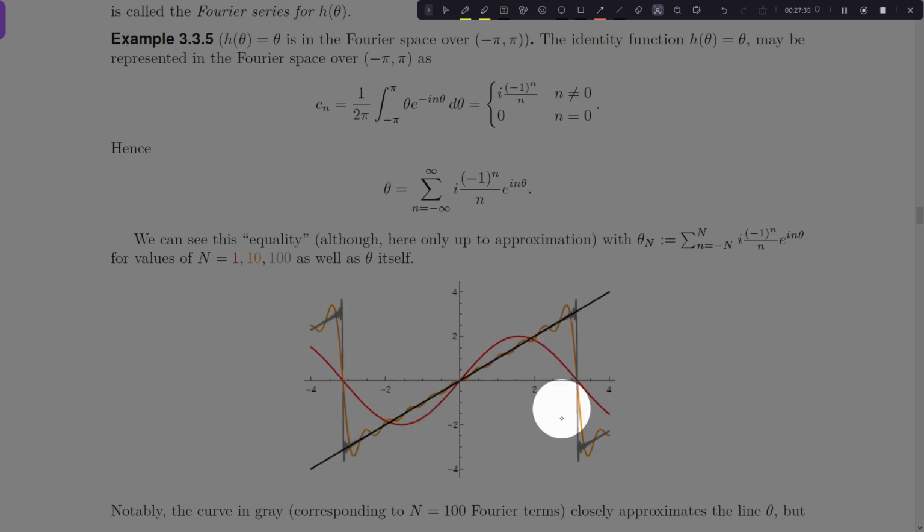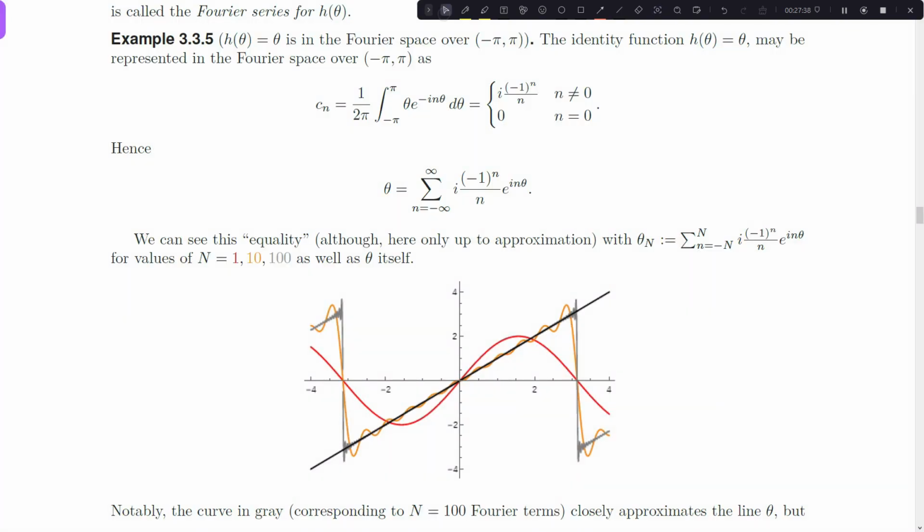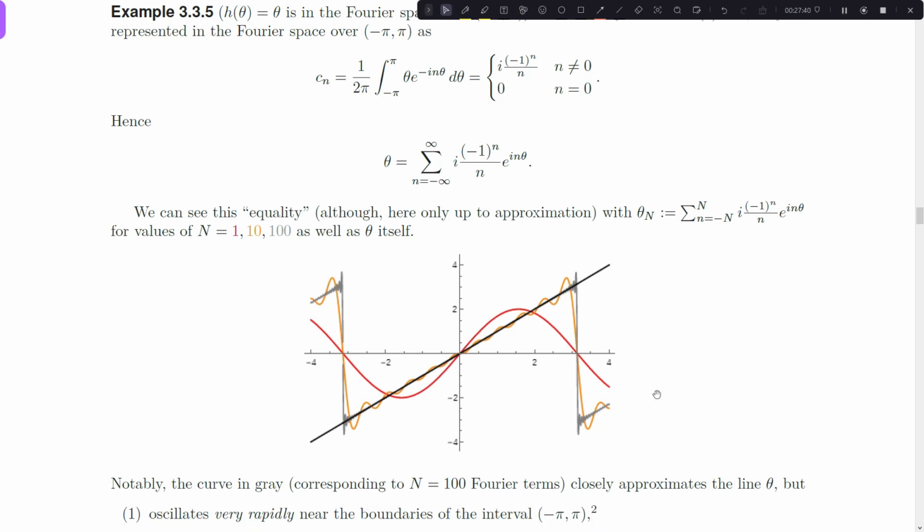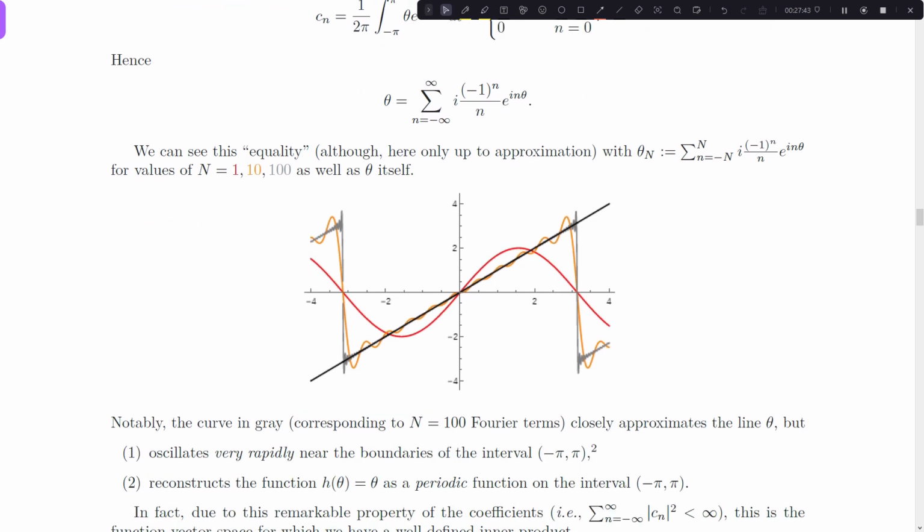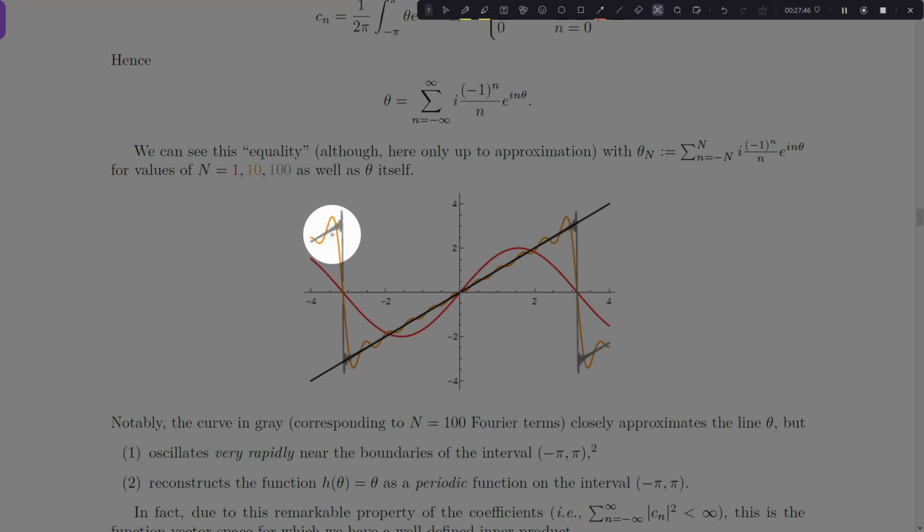But there's something important that I want to note here, and that's that at 10 and especially at 100, we start to see some really rapid oscillations. These little squiggly lines are oscillating really rapidly right at the end of the interval. This line where it's crossing right here is right at minus pi, and that's at plus pi. So there's my interval from minus pi to plus pi. So we oscillate very rapidly near the boundaries. And more importantly, the function theta is not perfectly reconstructed.